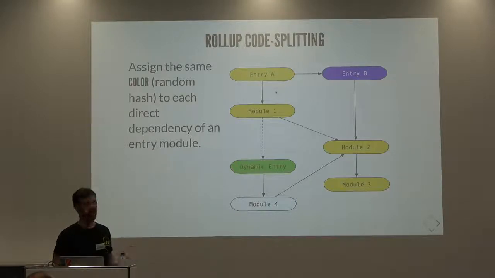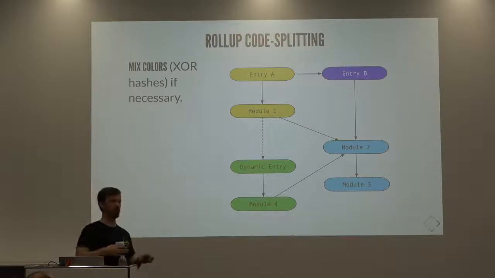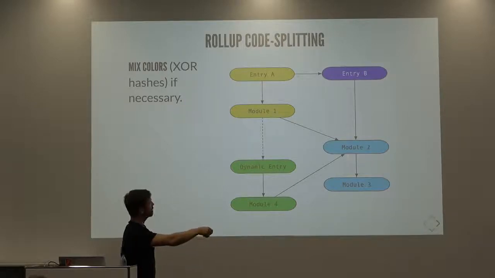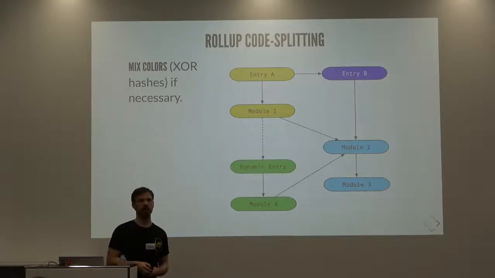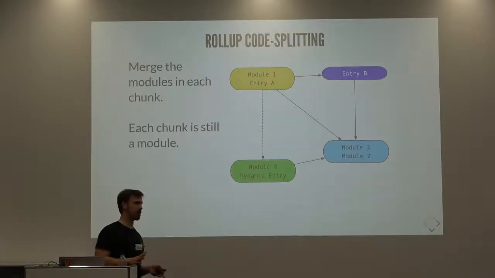And when I encounter a module I already have, I start mixing some hashes. In the end, this is basically the picture I get. The yellow ones are the ones that I can only reach from entry A, the green ones from the dynamic entry, and the light blue ones, they are basically part of everything. And then I'm just merging them all into modules, and that's that.